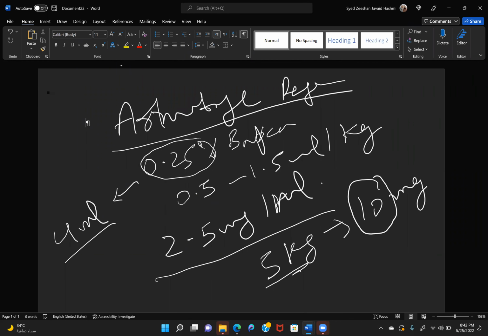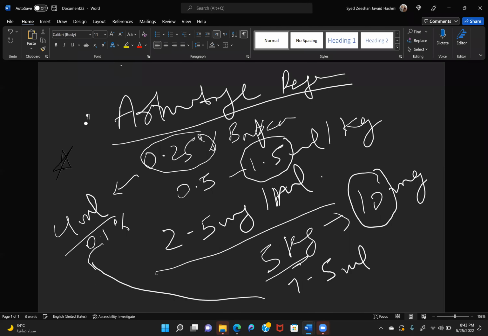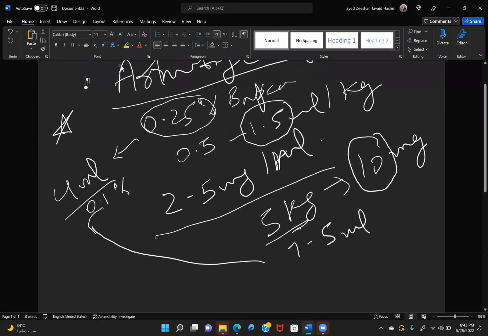So if you want to give more than 4 ml, for example 1.5 ml per kg, it may be around 7.5 ml. So you will have to dilute it. You will have to make a 0.1%. Okay? So this is what you should know about caudal block. Otherwise, it's good for any procedure below the level of umbilicus and sacral region.